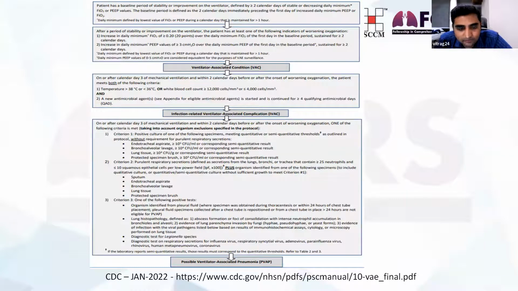Criteria 2, this condition is not as in criteria 1, but purulent respiratory secretions are there and an organism is identified in PSB or BAL or ET aspirate, irrespective of colony forming unit quantitative results.